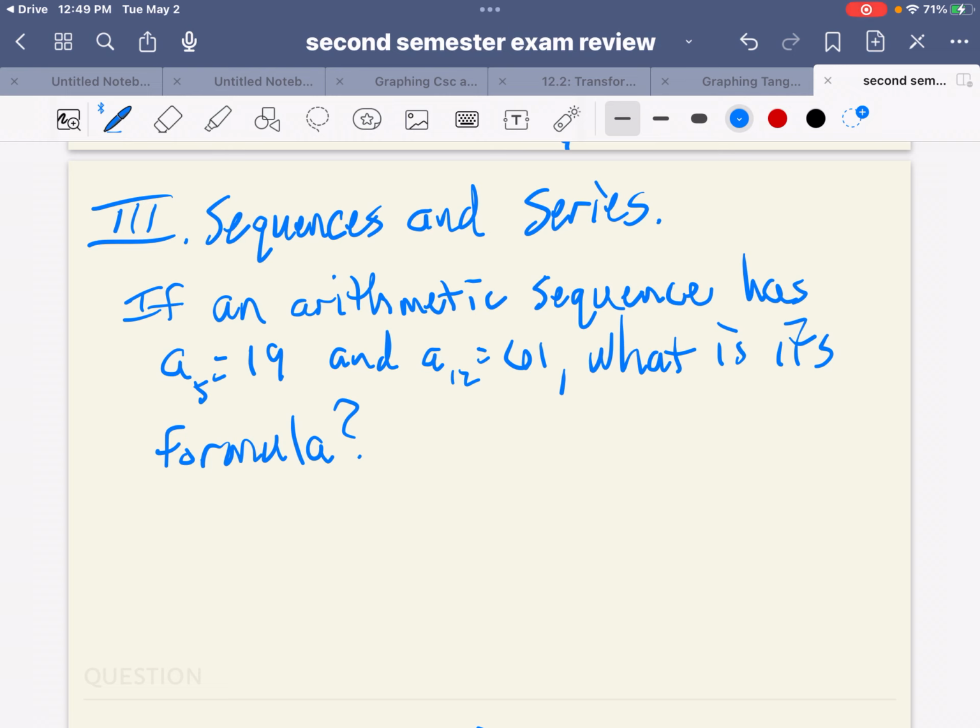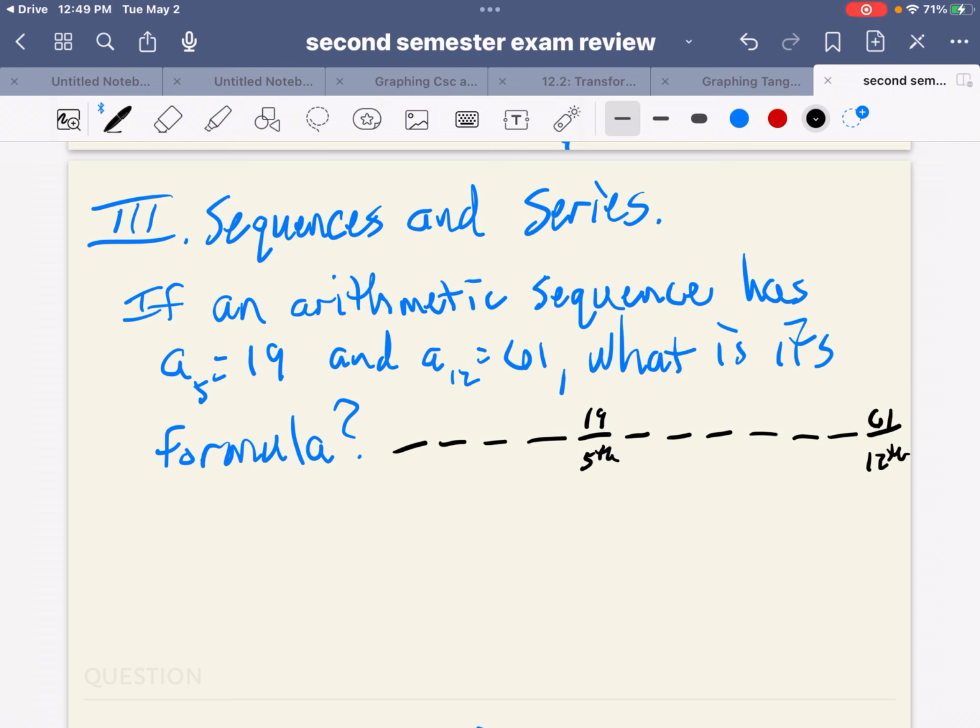If an arithmetic sequence has a 5th term of 19 and a 12th term of 61, what is its formula? Well, let's see if we can figure this out. The first, second, third, and fourth terms are unknown, but the 5th term is 19. The 6th, 7th, 8th, 9th, 10th, and 11th terms are unknown, but the 12th term is known to be 61.